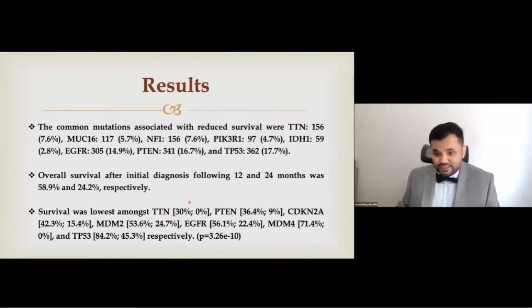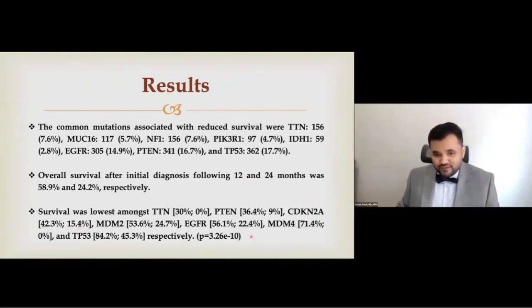In the TTN mutation, after 12 months, only 30% of patients were alive, and after 24 months, no patients were alive. In PTEN, 36.4% of patients were alive after 12 months, and after 24 months, only 9% were alive. Similarly, in CDKN2A mutation, 42.3% were alive after 12 months, and 15.4% after 24 months, and so on.